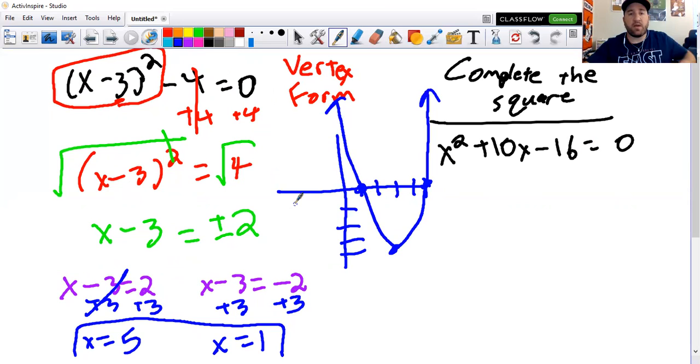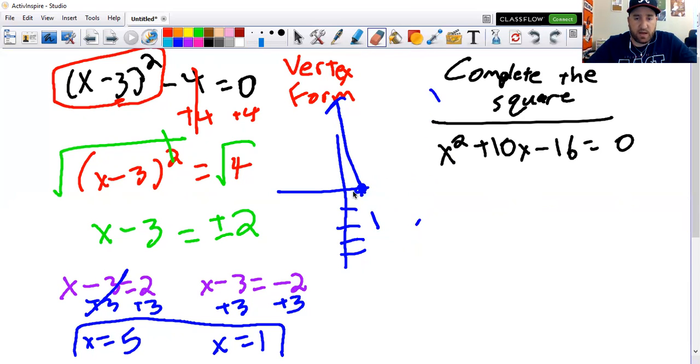Okay? So there's pretty much all the ways that we're going to use the square root method. So we have completing the square. I'm actually going to erase this graph, but I'm going to go to the next slide for a second as well, and then I'll come back to this one. Erase all this.